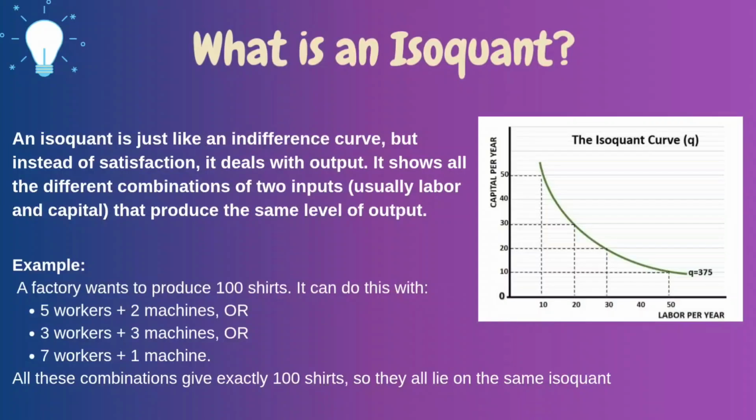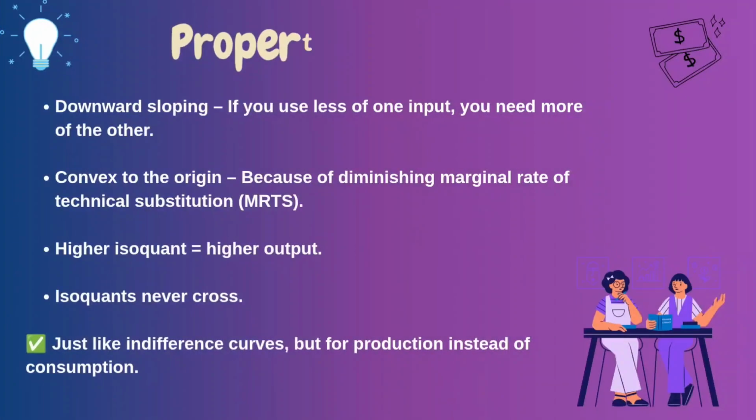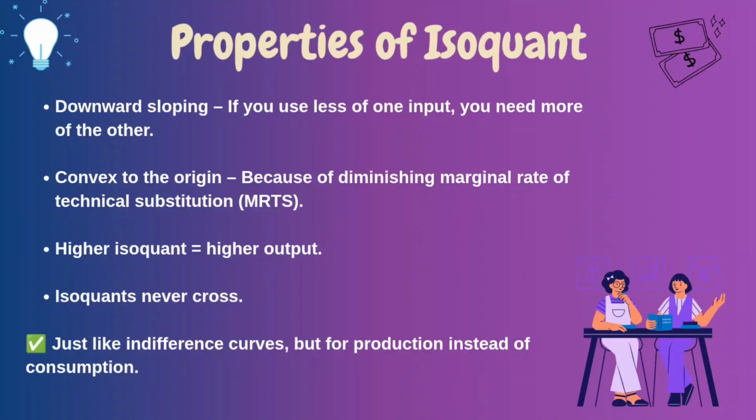It could do this by 5 workers plus 2 machines, or 3 workers plus 3 machines, or 7 workers plus 1 machine. All these combinations give exactly 100 shirts, so they all lie on the same isoquant. Cool, right? Now let's see some properties of isoquants.